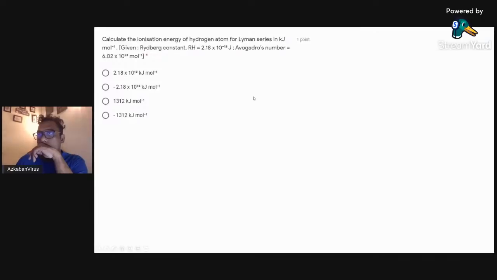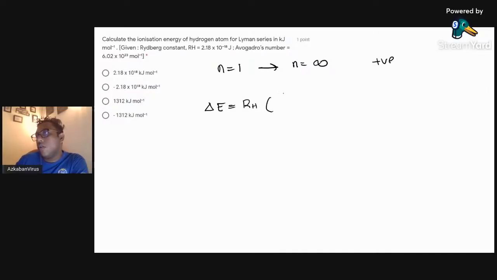Next question. Calculate the ionization energy for the atom in the Lyman series in kilojoule per mole. Ionization energy is easy, it is the transition from n equal to 1 to n equal to infinity. The answer must be positive because it has to absorb that energy. So how to do this? Delta E is equal to RH times 1 over n initial squared minus 1 over n final squared.